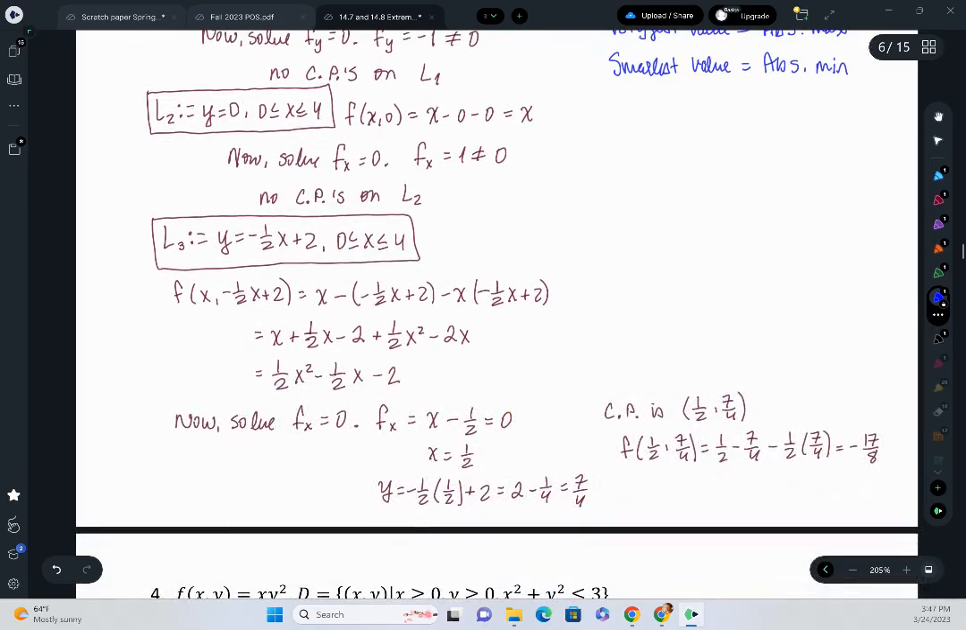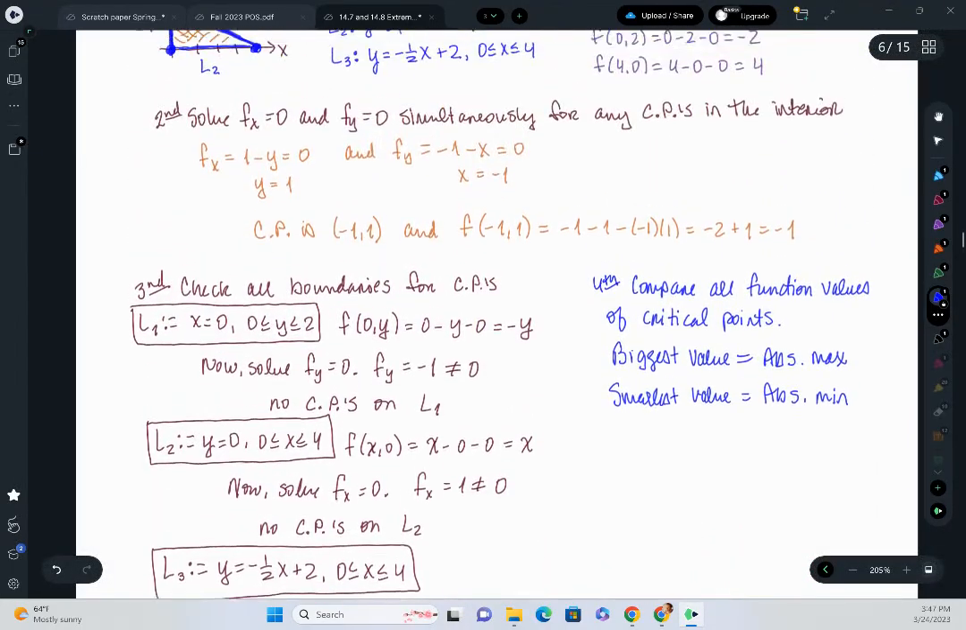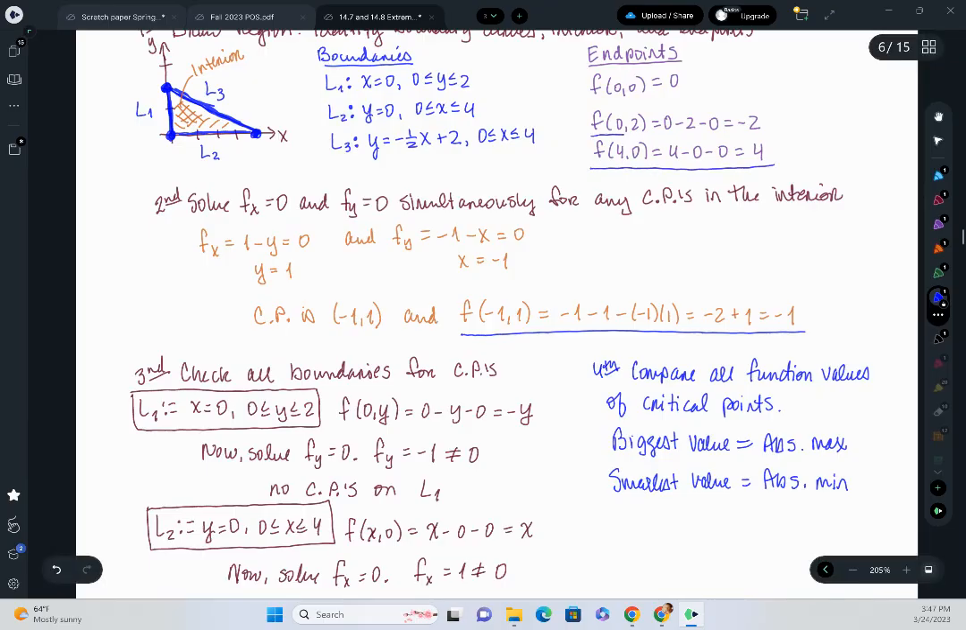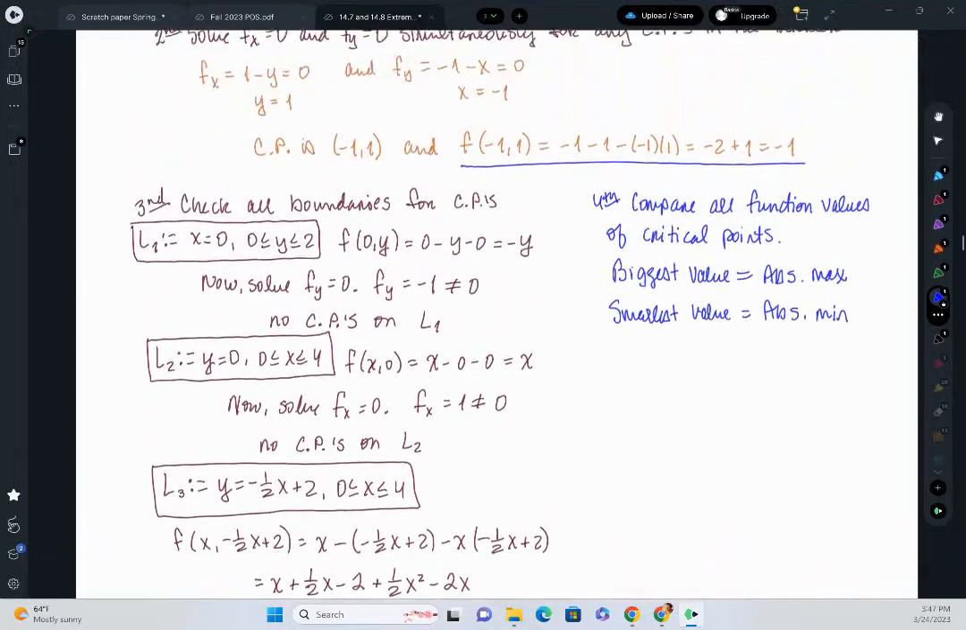Okay, so I've got this value I just found down here, the negative 17/8. I had no critical points on L2 and L1. I had one critical point right here, f of (-1, 1) is equal to -1. Okay, and oh, wait a second. I have critical points at the vertices, with values 0, -2, 4. So all the values put together: we have 0, we have -2, we have positive 4, we have -1, and we have -17/8.